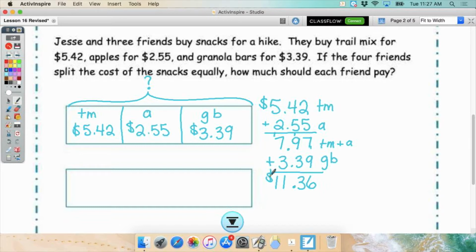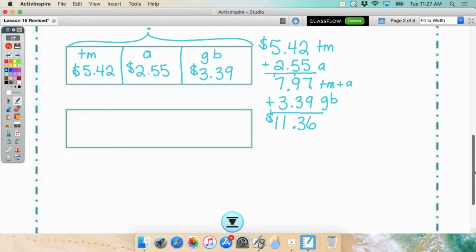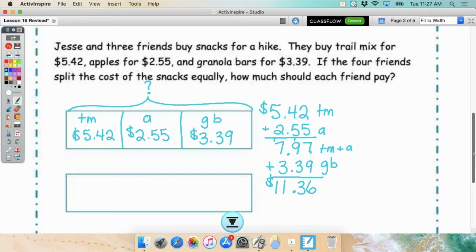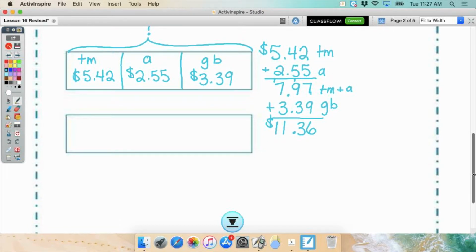So do I have a total for the cost of all the snacks? Yes. What is it? $11.36. Okay, $11.36. So it says Jessie and her 3 friends. Now we're going to divide. Jessie and her 3 friends would be how many people? 3. Jessie and her 3. 4. So we need 4 equal parts in our tape diagram.